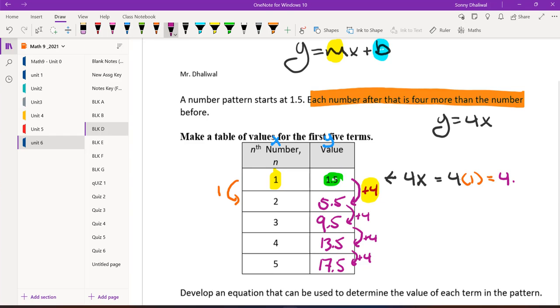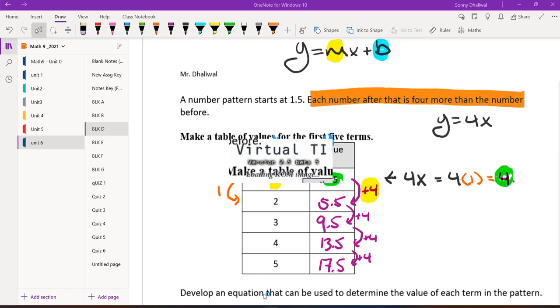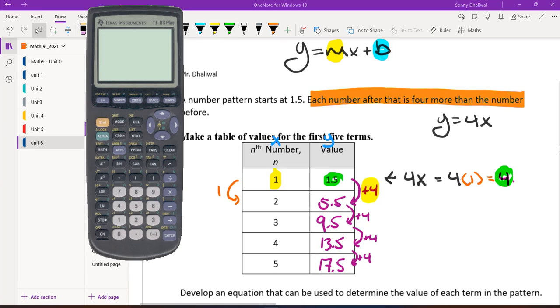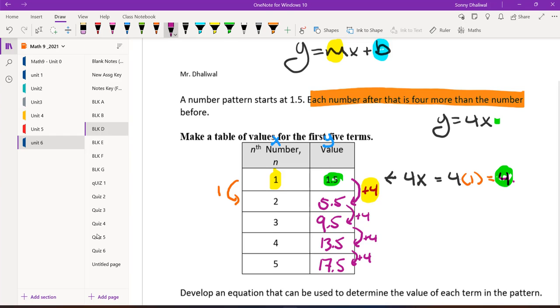I got 4 times 1 is 4. Now this should have been 1.5 if it worked properly. So we need to adjust this equation. We need to add or subtract a number. What do we have to add or subtract? Yes, Gravir. Subtract 2.5. So 4 minus 2.5 gets us our 1.5. So that was Gravir's guess, and it looks like it works.